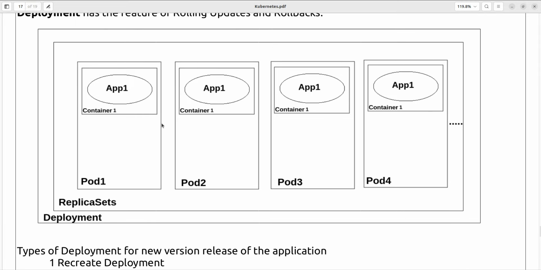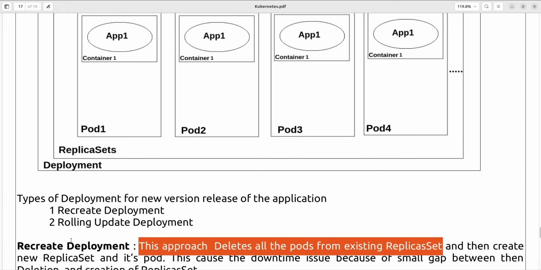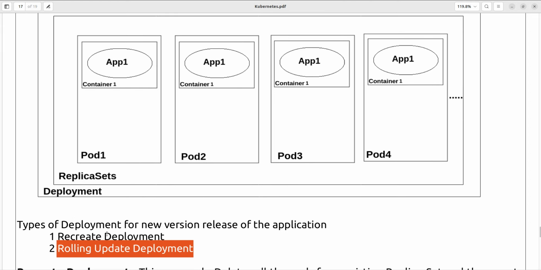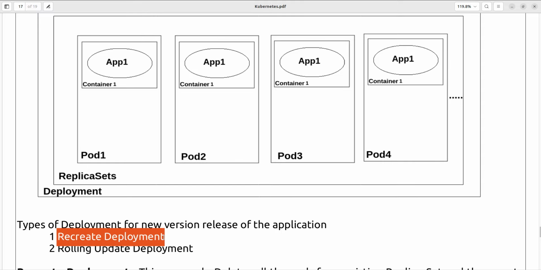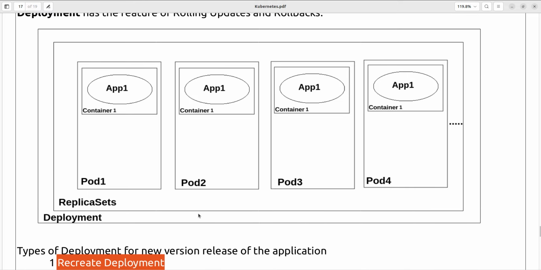See, suppose you take this diagram. First, my application version 1.0 is up and running. I have started it and it is up and running on the cloud. Next, a new version of the application is released. Now I want to deploy that one. So how can I do it? I can use either recreate deployment or rolling update. Suppose I am using recreate deployment. What will happen in that case? First, this replica set will be deleted. Replica set deleted means nothing but it will delete pod 1, pod 2, pod 3, pod 4.